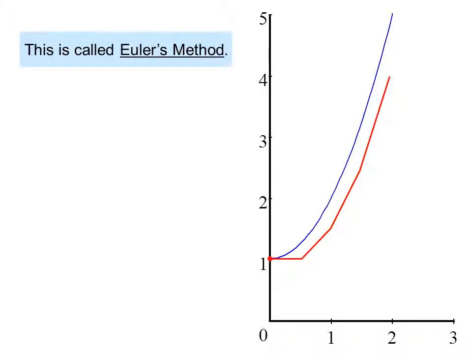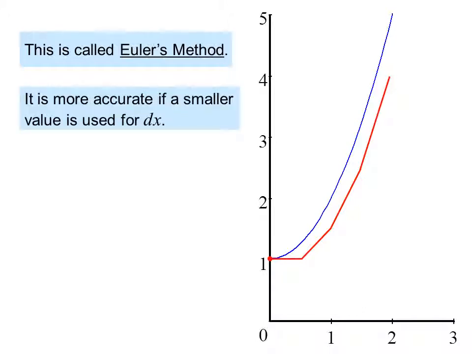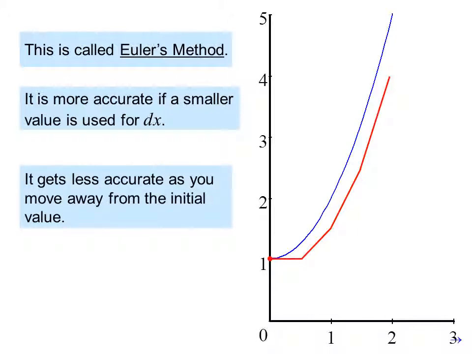This is called Euler's method. It is more accurate if a smaller value is used for dx. It gets less accurate as you move away from the initial value. So if we look at these two graphs, if you measure the error vertically, you see at first the error is not very great, but when we get to x equals 2, the error in y measured vertically is quite a bit larger.